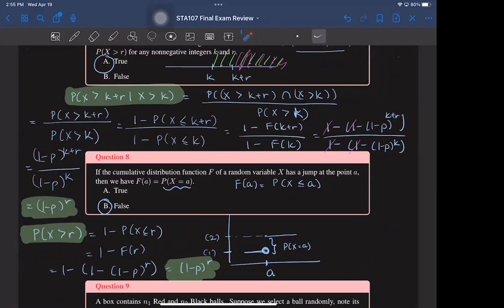It might be when a is the smallest number in the range of X. But after that, the relation doesn't hold. And this relationship is always true. Does this make sense? Okay. Please stop me if you have any confusion.